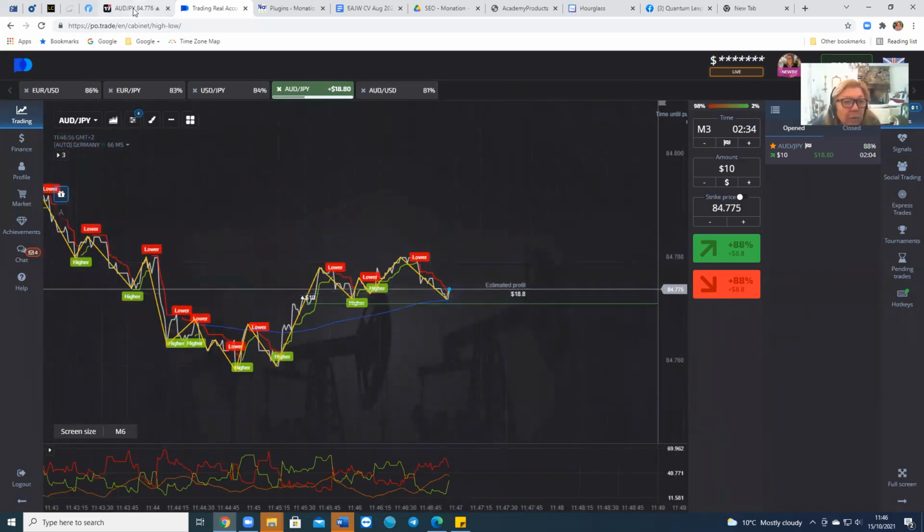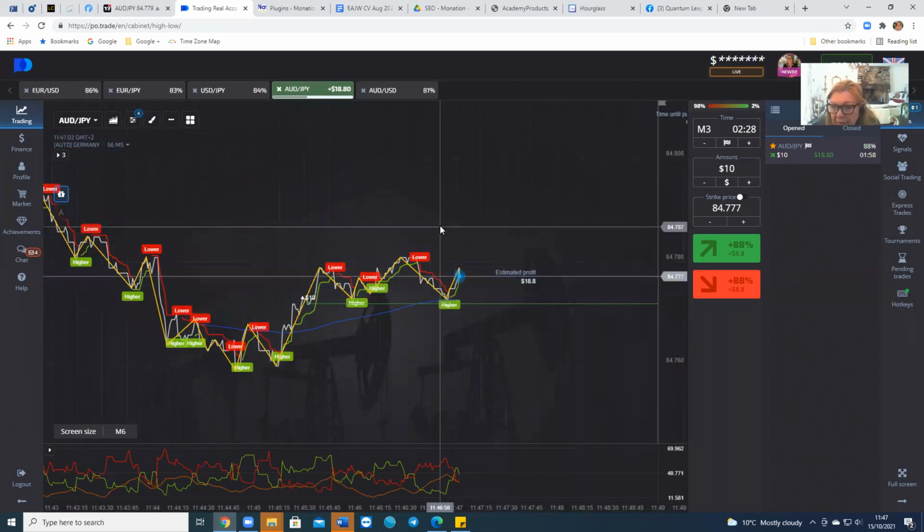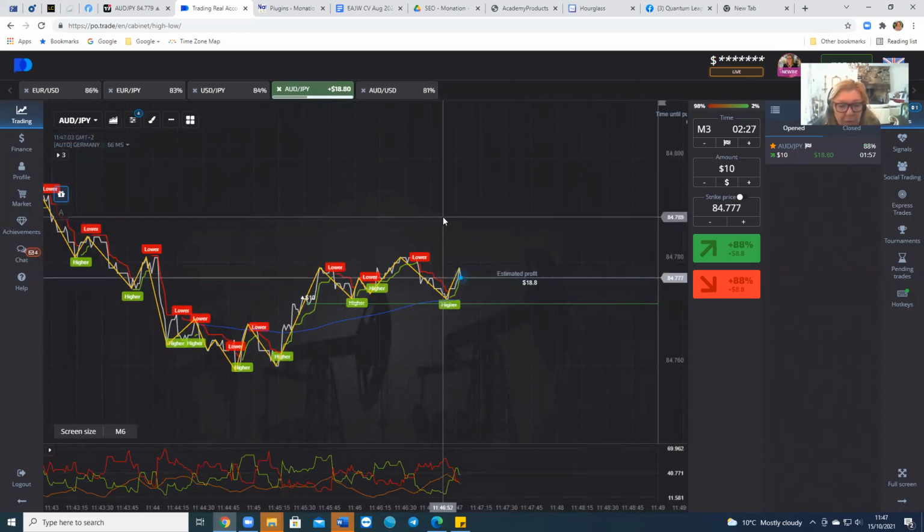Seven, 8, 1. So I'm looking at 7, 8, 9. 7, 8, 9 is where I think it will go again. The 200 moving average is above my entry line now. 7, 8, 9 is what I'm looking for, because that was one of those major levels.